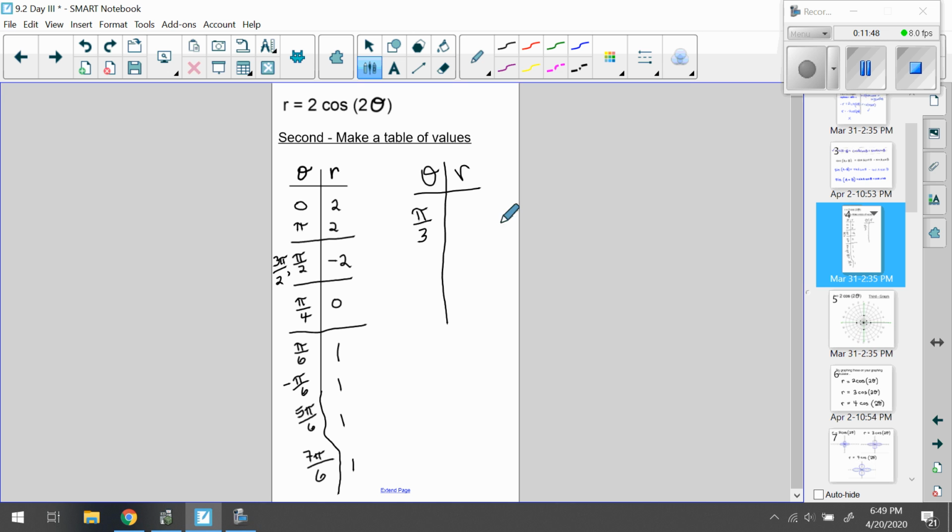And normally the cosine of pi over 3 is a half, but remember we're doubling it first. So now we want the cosine of 2 pi over 3. And that'll be negative a half times 2. So I think that's going to be negative 1.